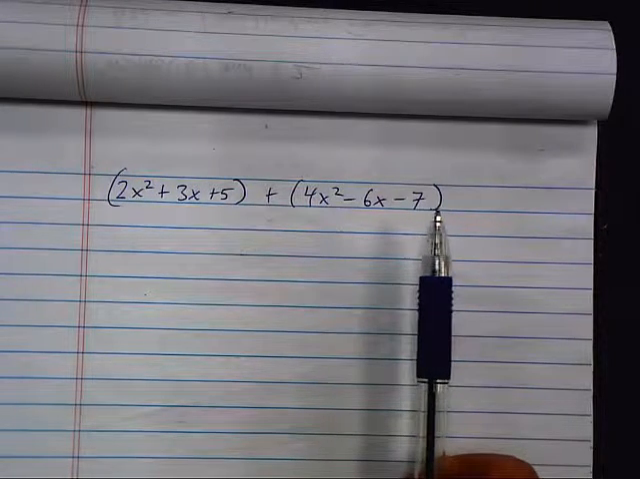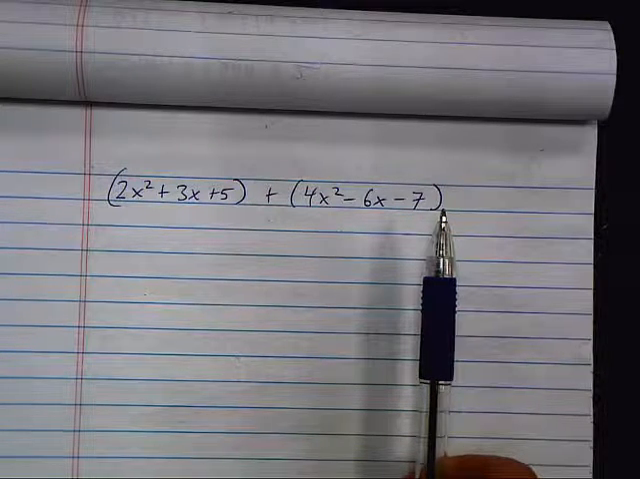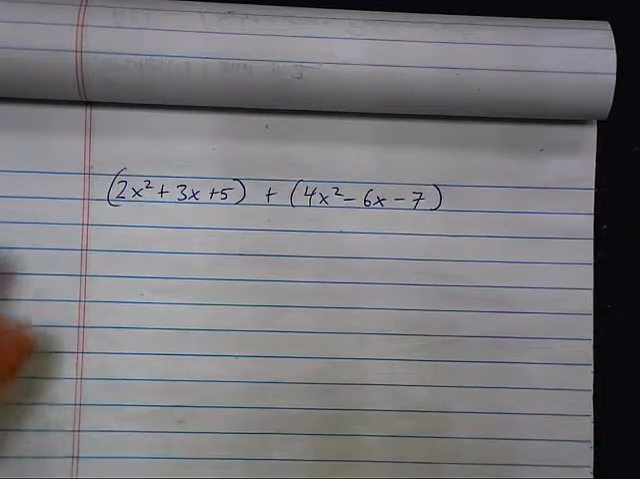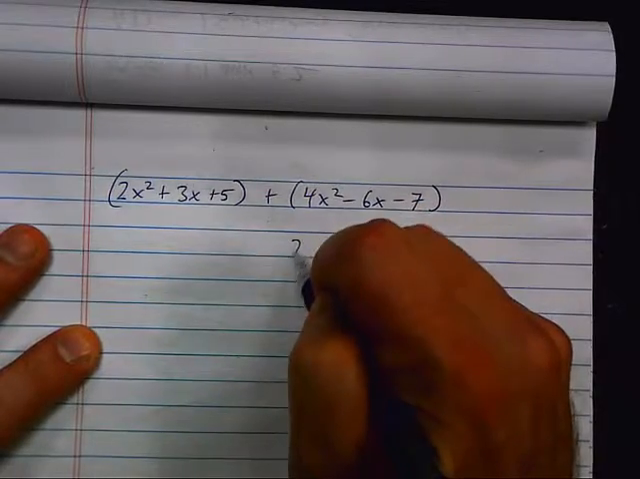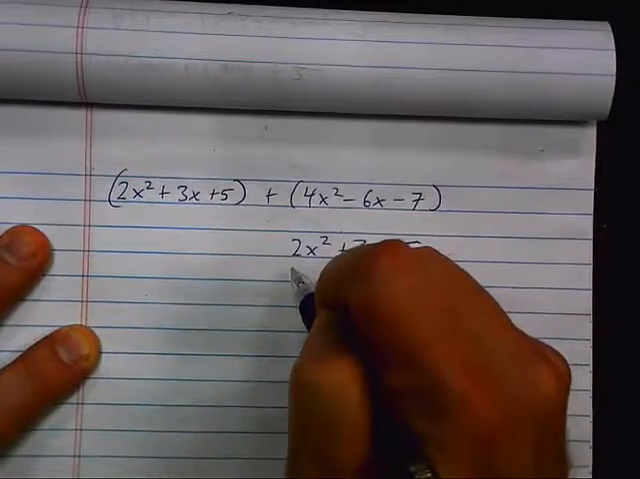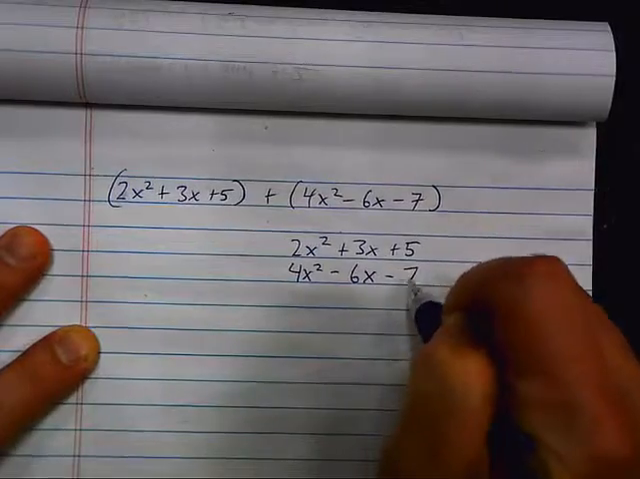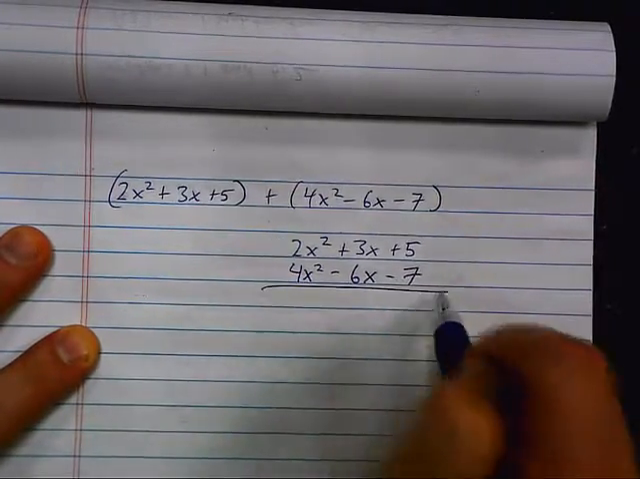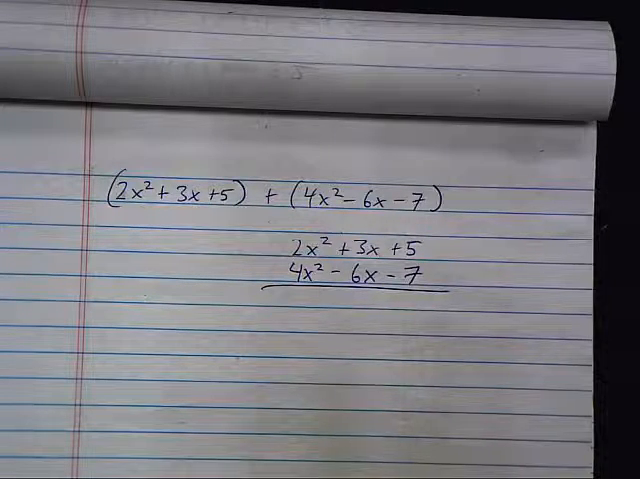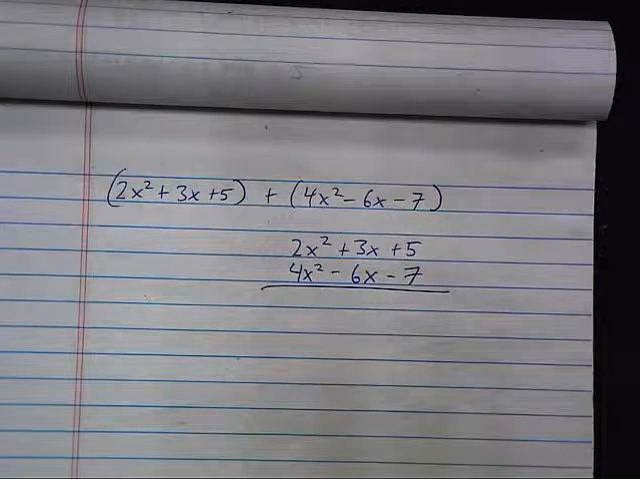Just add them how? Slide the 4x squared minus 6x minus 7 over under the 2x squared. Okay, so what you're telling me is you learned to add polynomials what we call vertically. So you're telling me take the 2x squared plus 3x plus 5 and slide under it the 4x squared minus 6x minus 7. Yep. It does matter. We'll talk about that in just a second. This is one of the common ways to add polynomials.